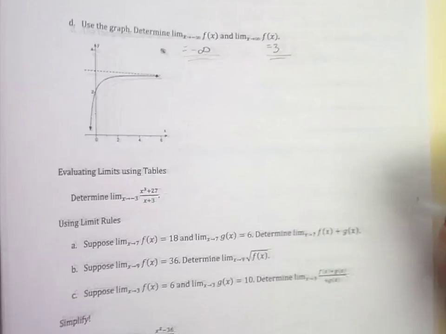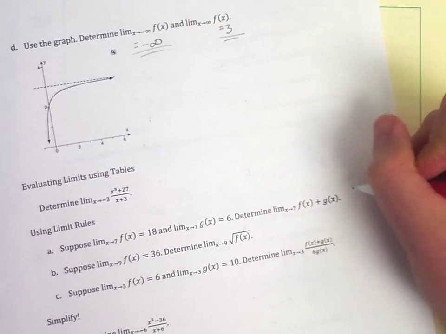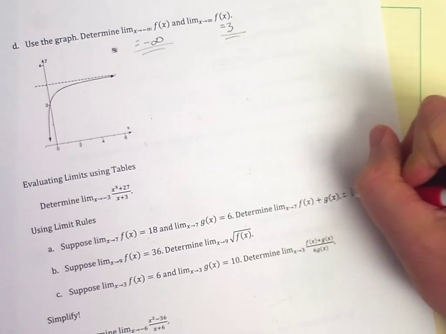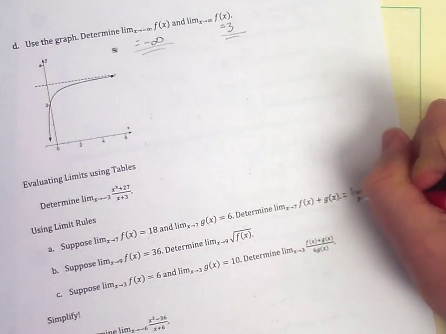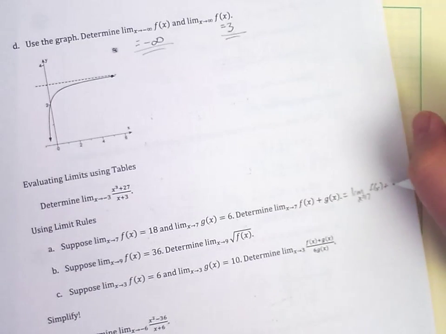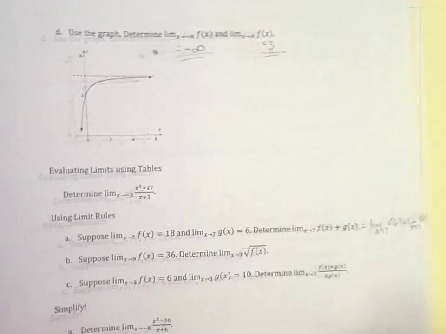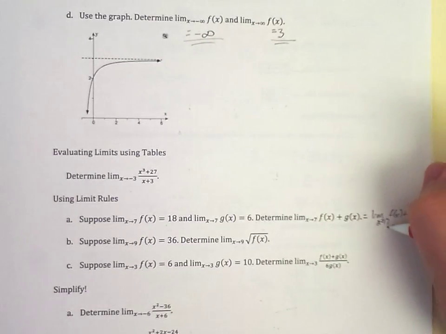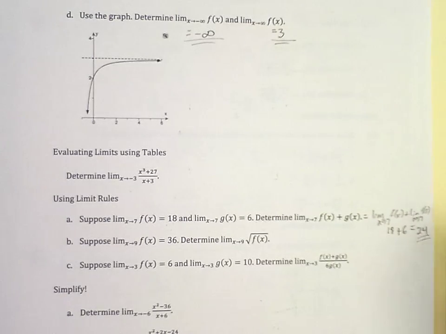So this is the same as the limit as x approaches 7 of f of x plus the limit as x approaches 7 of g of x. I have values for that, which are 18 plus 6, and so I would get 24 is my value there. Easy enough.